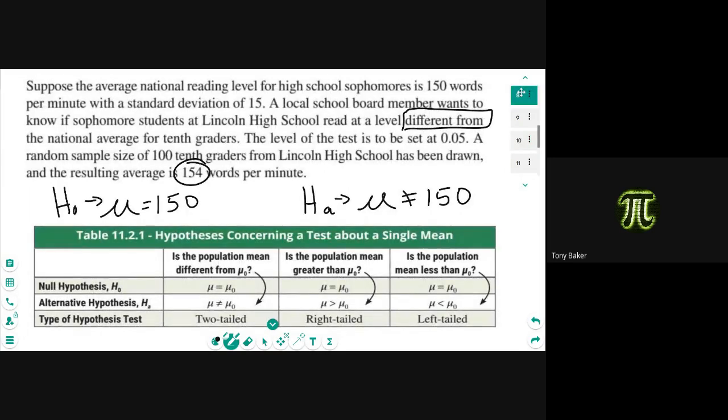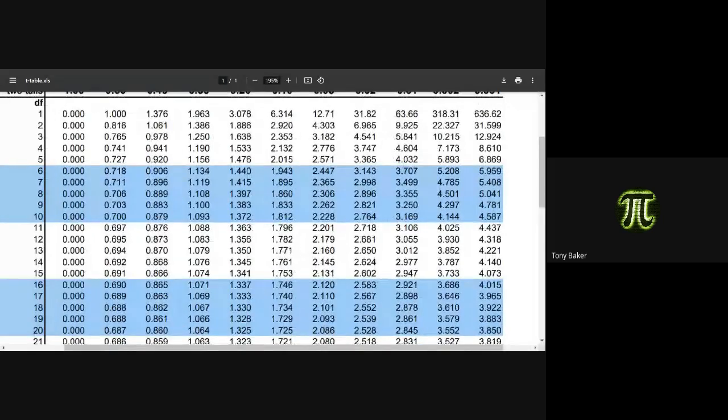The next thing we need to look at is the number they gave me. They said the level of the test is to be set at 0.05. So now we go to our table. Remember, the z's are on the bottom, right? So look at the very top of the t-table. Hold on, I'm going to pull it up. So look at the top of the t-table.